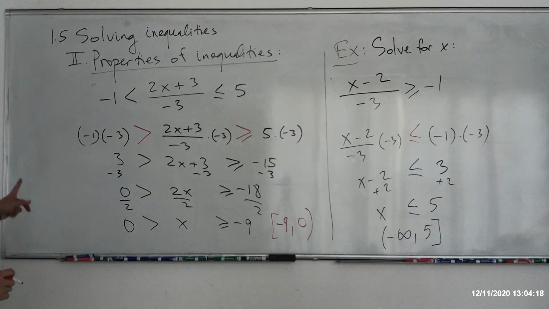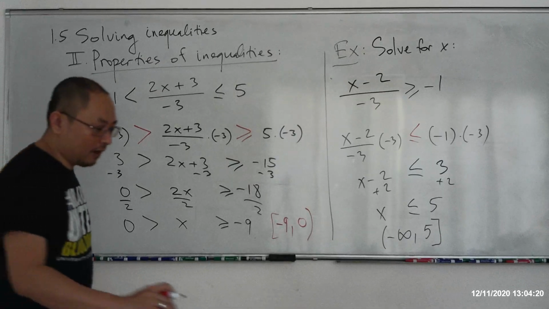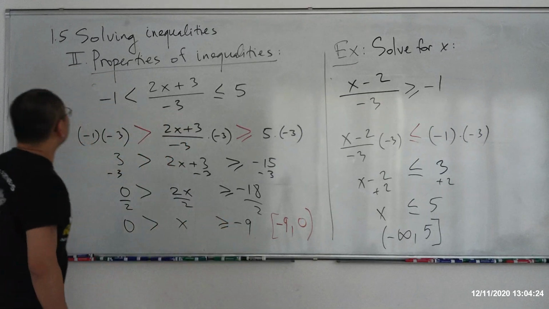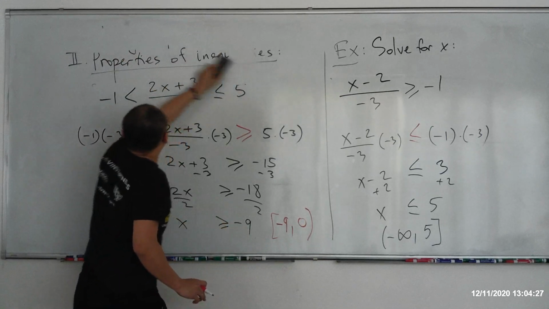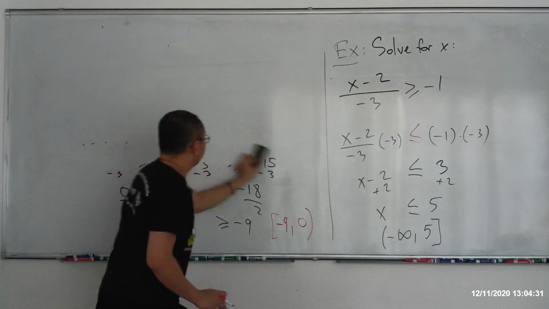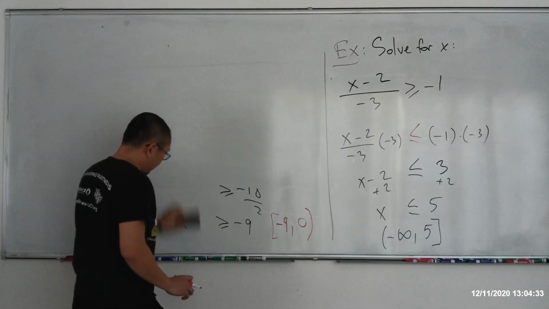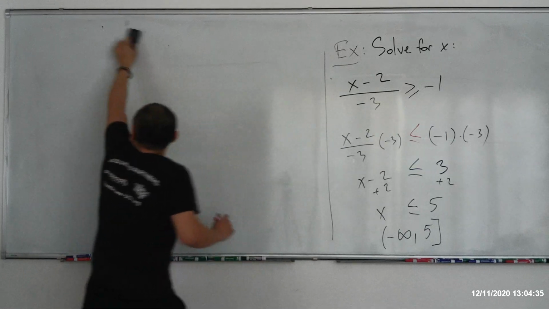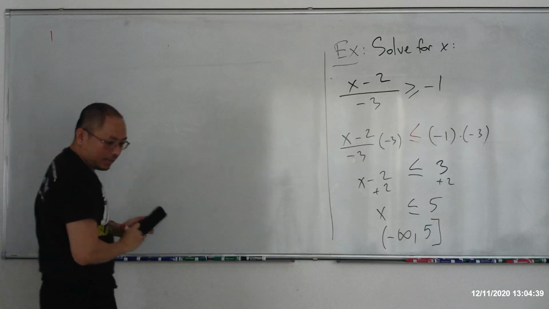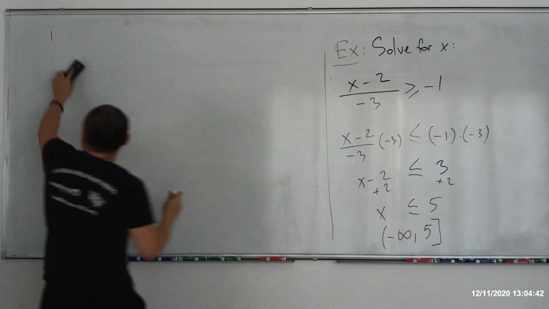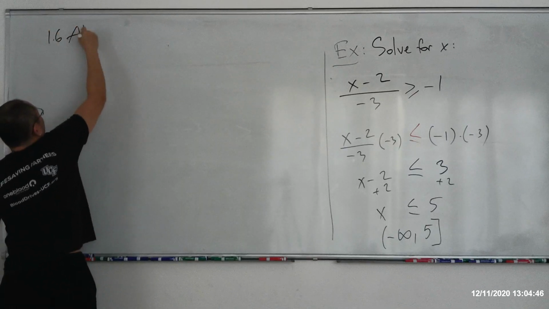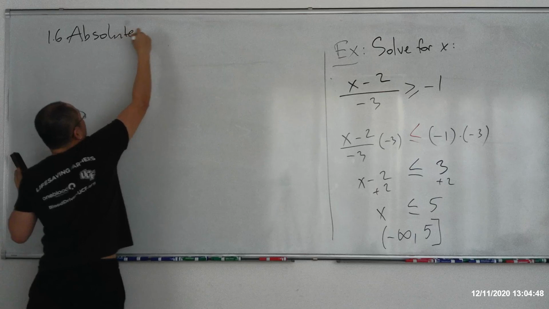Let's end section 1.5 right here. Let me move on to the next section, 1.6. I'll be talking about the absolute values. Okay. Section 1.6. Oh, I used a red color. Change to black. 1.6. Absolute values.